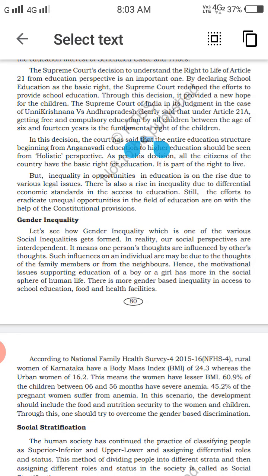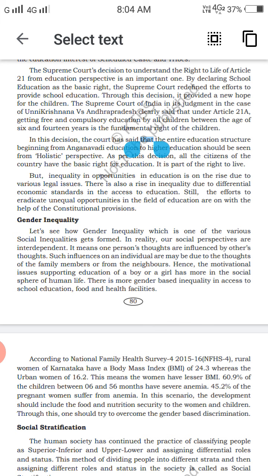But inequality in opportunities in education is on the rise due to various legal issues. There is also a rise in inequality due to differential economic standards in access to education. Still, the efforts to eradicate inequality of opportunities in the field of education are on with the help of constitutional provisions. But what is happening here, children? Inequality in opportunities we can see in the education field due to some legal issues. When privatization has come into society, the opportunities are fewer for some people, but it is a good opportunity for some categories. There are still differential economic standards in access to education.